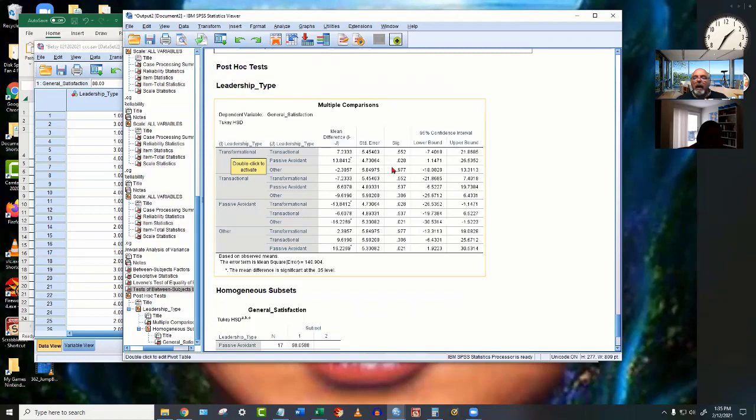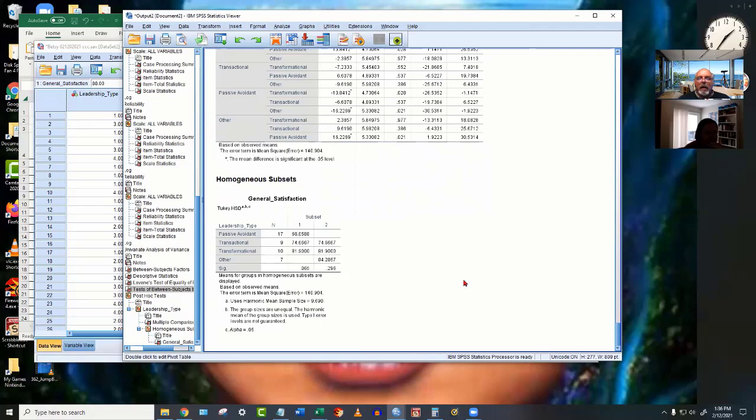No, we're looking at the sig values here. So number two, transformational and passive avoidant. Yes. Transformational and other? No. So passive avoidant and transformational? Yes. Passive avoidant and other? Yes. So the significant differences are between transformational and passive avoidant, and passive avoidant and other. Those are where your two differences lie. Okay, I'll take it.